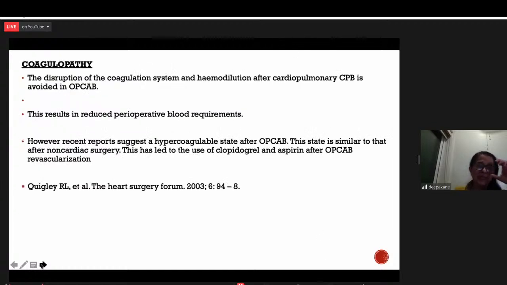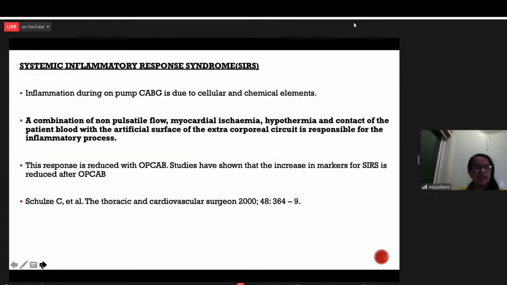The disruption of the coagulation system and the hemodilution that you see with the CP bypass is avoided with off-pump, and this again results in reduced perioperative blood requirement. However, recent reports suggest a hypercoagulable state after off-pump, and this state is similar to that of non-cardiac surgery, and this has led to use of clopidogrel and aspirin for off-pump revascularization.